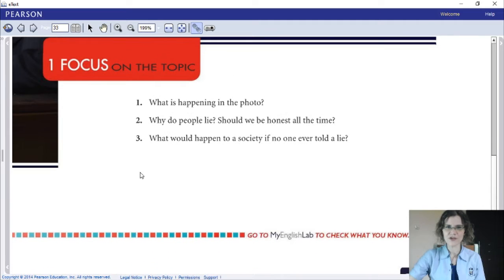To focus on our topic, let's look at number 1. What is happening in the photo? What do you think? Number 2, why do people lie? What do you think that people would lie? And should we be honest all the time? Number 3, what would happen to a society if no one ever told a lie? Think about that one. Write down your ideas so in our next meeting we can discuss it.